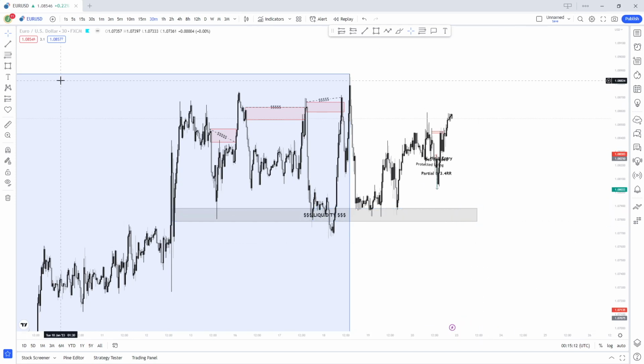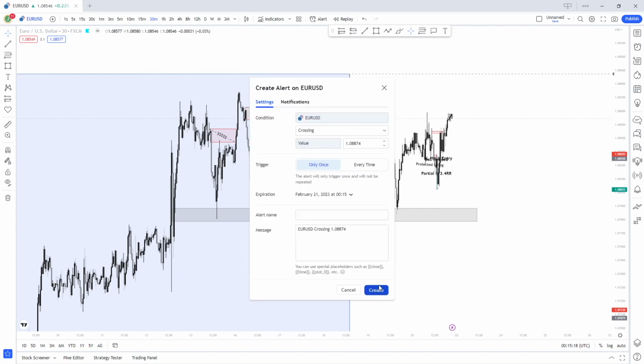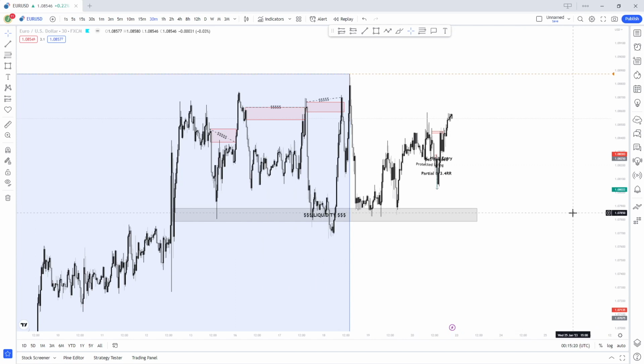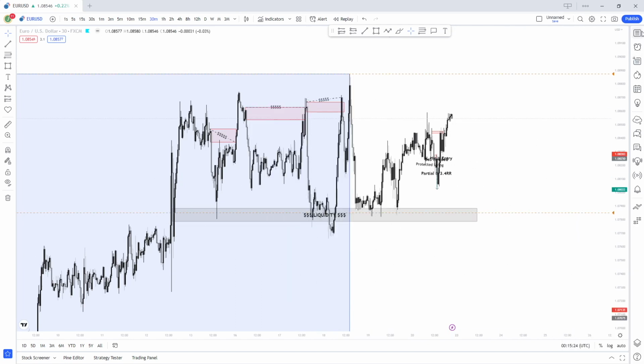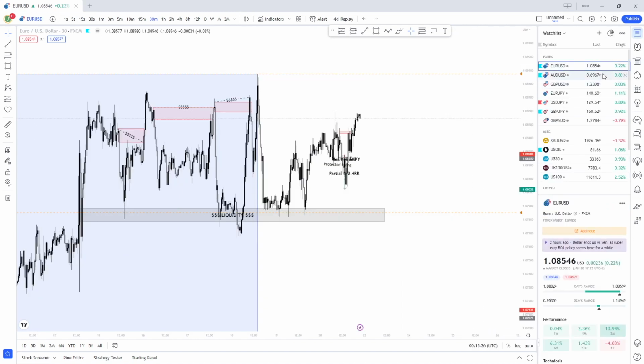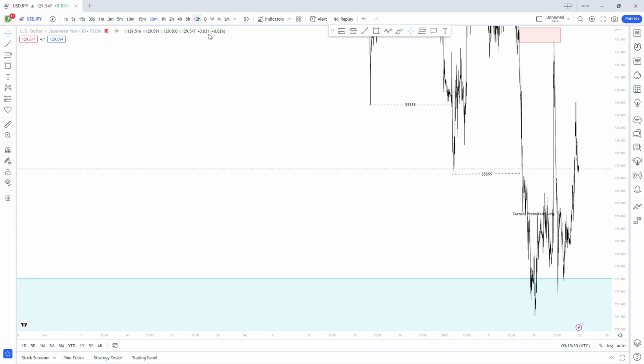Therefore, I think what I'll do is I'll probably just wait for price to break this range, and I'll set an alert here at the top of the range, and then I'll also set an alert right down here, so we're notified as soon as price breaks out either side. Let's now head on over to the US dollar yen.